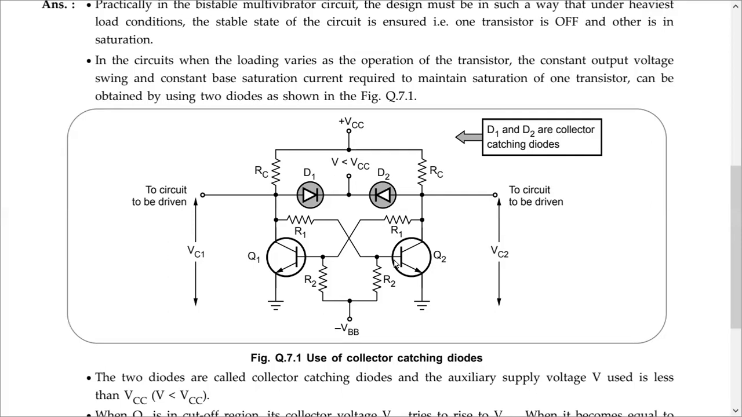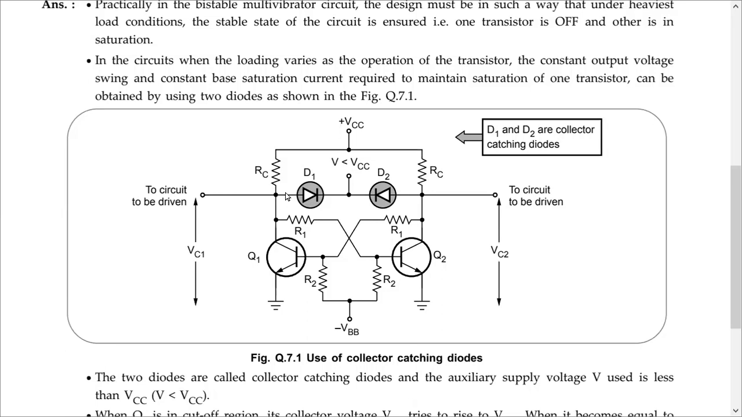So what we do is, additionally, we connect these two diodes and a voltage here of value V, and it should be taken care that V is less than the VCC. So what happens when Q1 becomes high? Let me say it like this: when Q1 is off, Q2 is on, the voltage VC1 becomes high. And now when it becomes high, the diode D1 turns on.